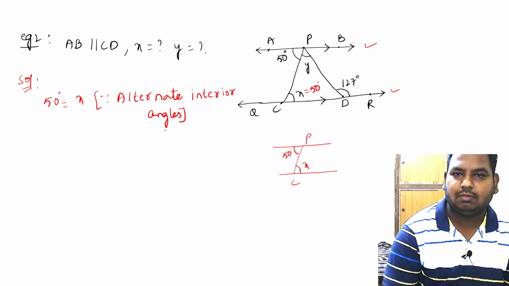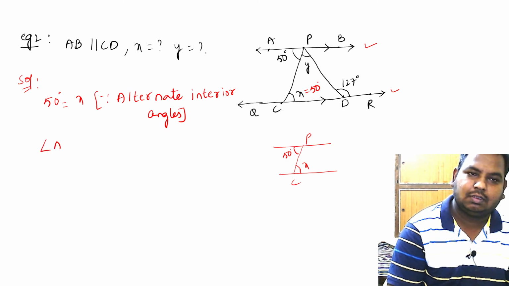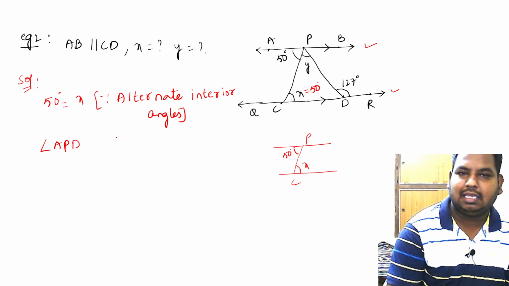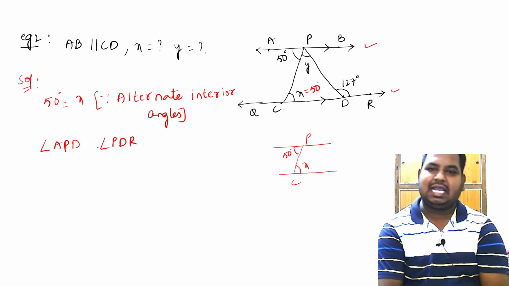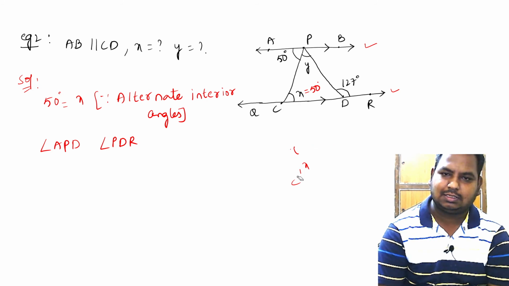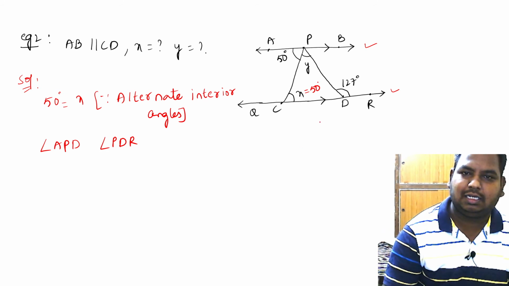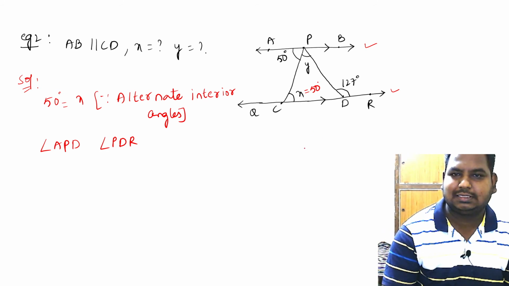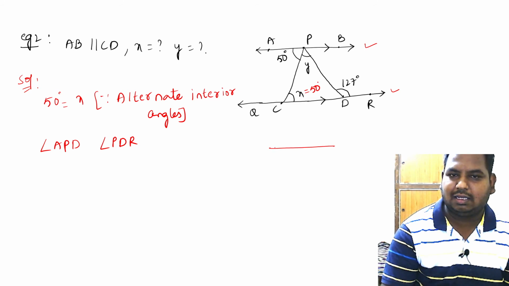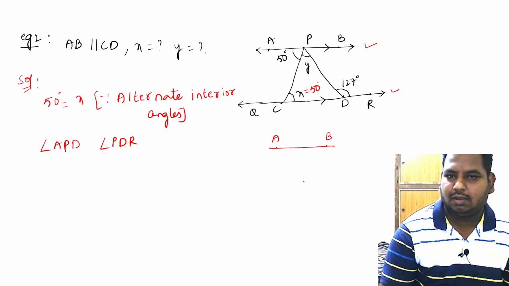Now, look at angle APD and angle PDR. Sir, you are asking us to look at those two angles, but we are not able to see properly. So draw and make us visualize. So let me draw here. We have line AB and we have line CD.